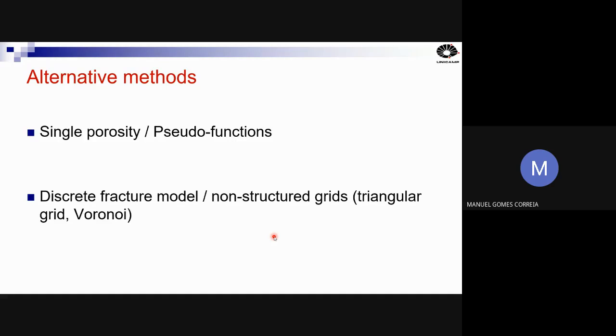So you can use pseudo functions. What are these kind of pseudo functions? A pseudo function is when you try to convert something, like in this case a dual porosity model, into a single by some kind of transformation in our data, like transforming the relative permeability, for example. You can make some changes to try to give our dual porosity model the same behavior as a single one, okay? We have a lot of other techniques, discrete fracture models, non-structured grids.